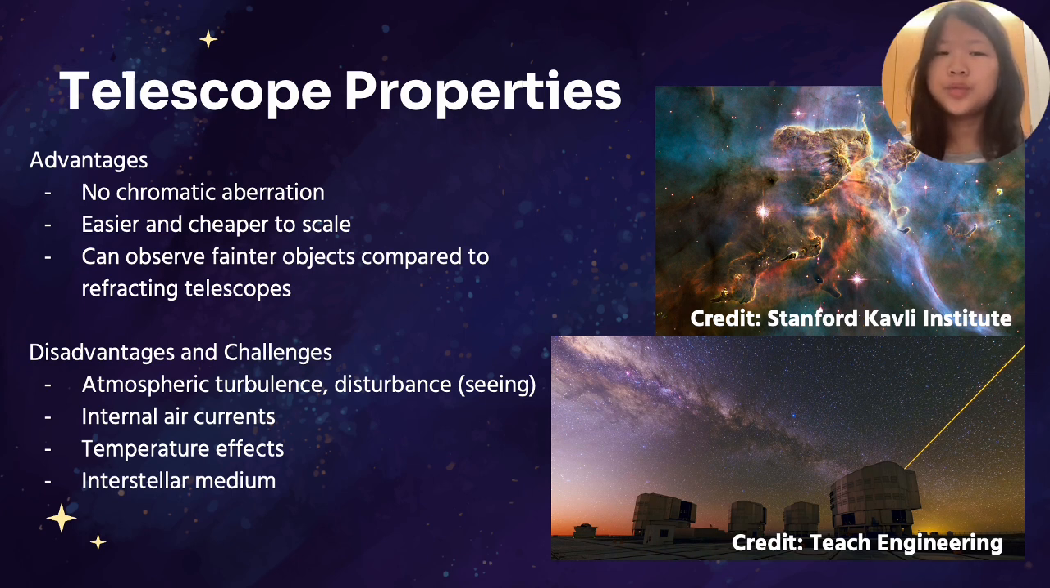The reflecting telescope used to collect our data will exhibit no chromatic aberration, meaning different colors are not refracted differently, improving image quality. Reflecting telescopes are also easier and cheaper to scale compared to other types of telescopes. They can observe fainter objects, which is important in our case for picking up on faint stars in the open cluster, more readily than refracting telescopes could.